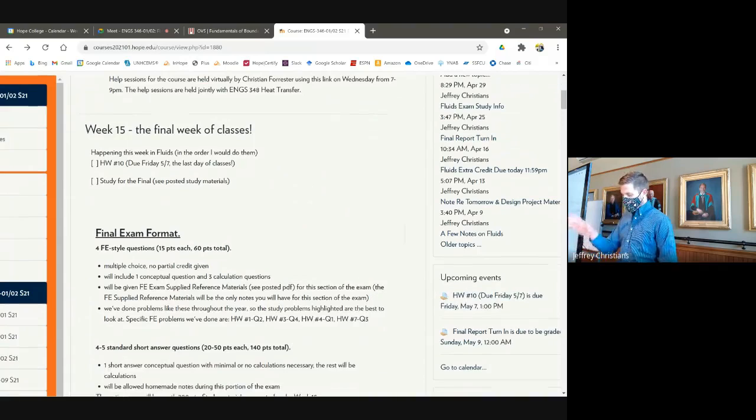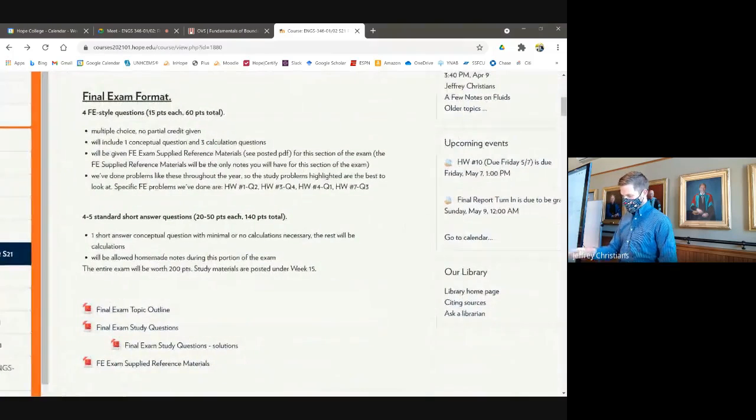There's some stuff on the format of the exam. The first part of the exam is going to be 4 different FE style questions, fundamentals of engineering questions. So you may think I haven't seen those before, but you have. We've been doing them in homework, we've been doing them in exams and quizzes. So they're not going to be wildly different than problems that you've seen.